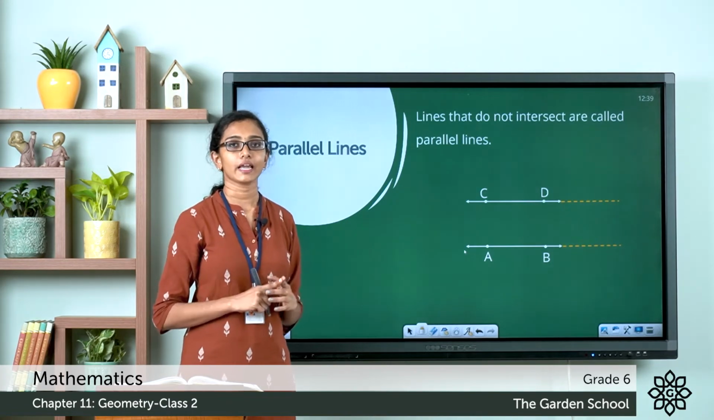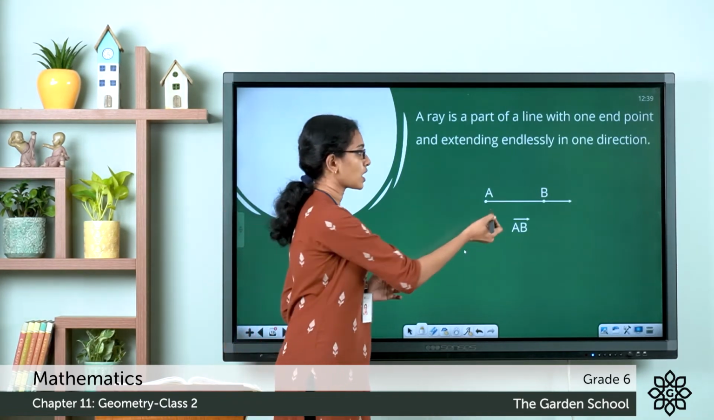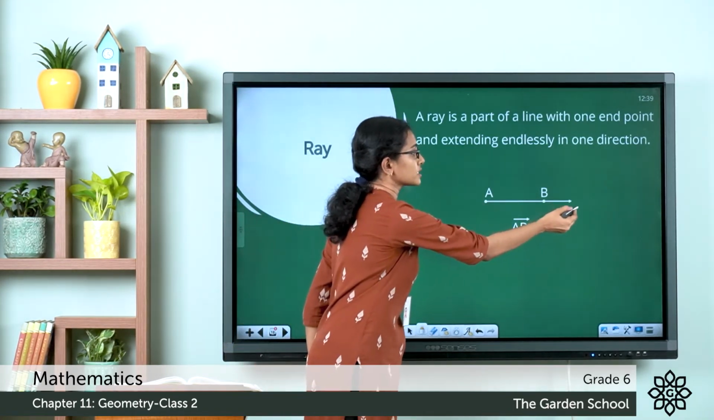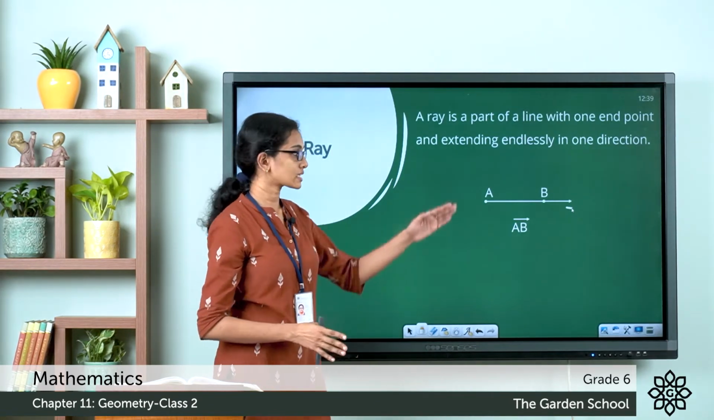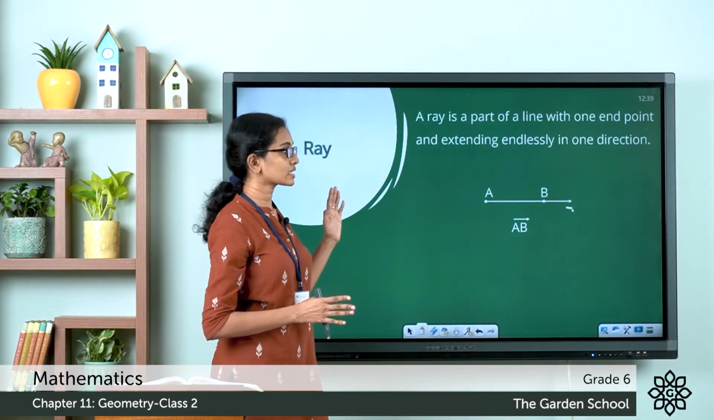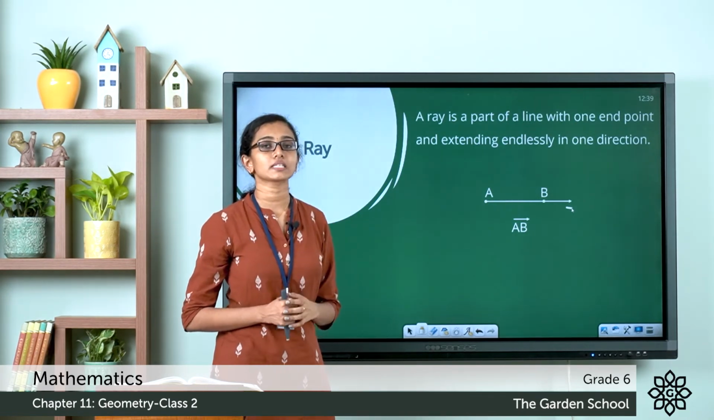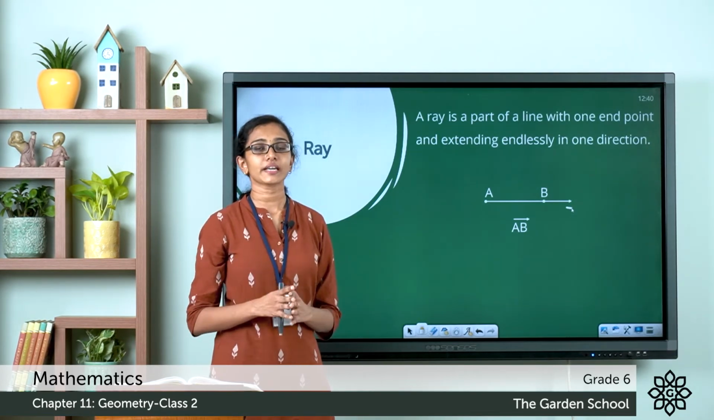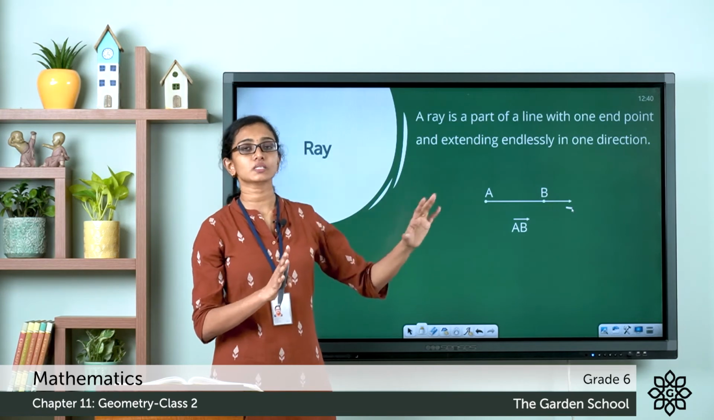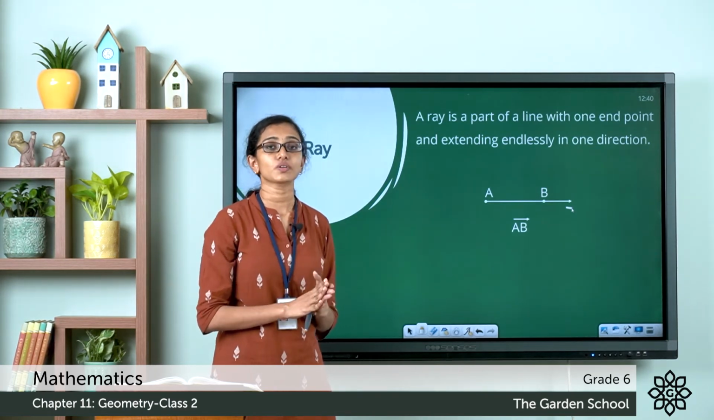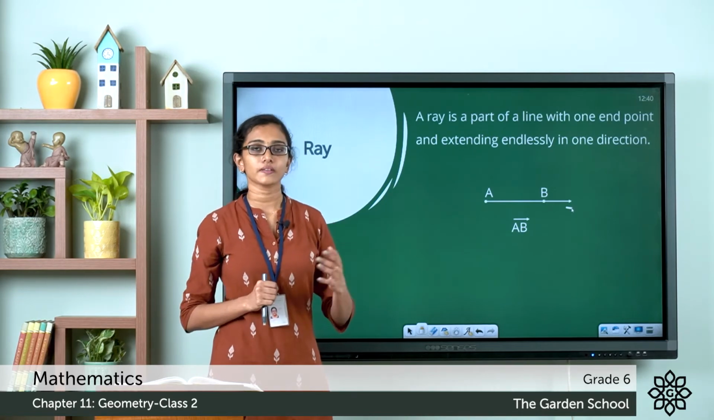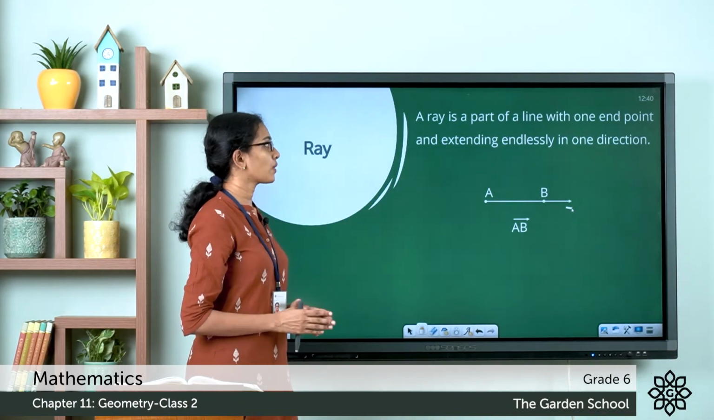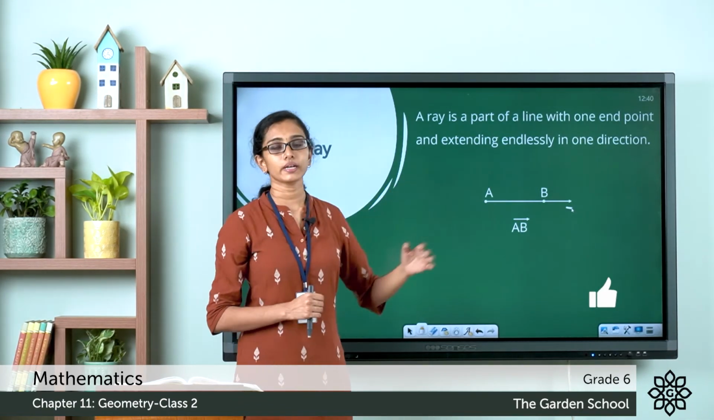Now let's see what is a ray. You can see this line starts from point A and it is extending endlessly in the other direction, and that is denoted with this arrow. So when you have a line that starts from an endpoint and extends endlessly in the other direction, you call that a ray. So you can think of it like the sun's rays. A sun's ray will start at the sun. So you can think of the sun as one endpoint, and that sun's ray is extending endlessly in the other direction. So what is a ray? A ray is a part of a line with one endpoint and extending endlessly in one direction.